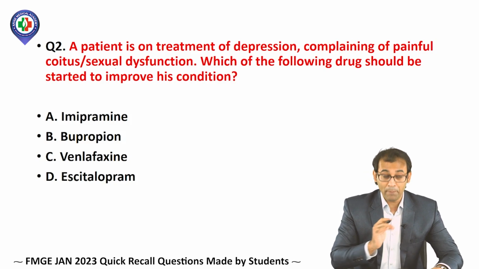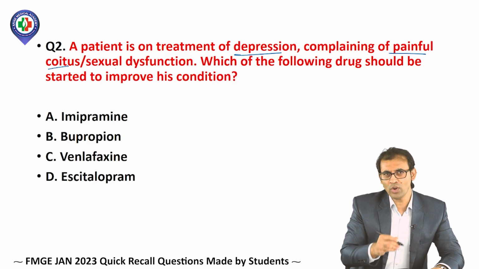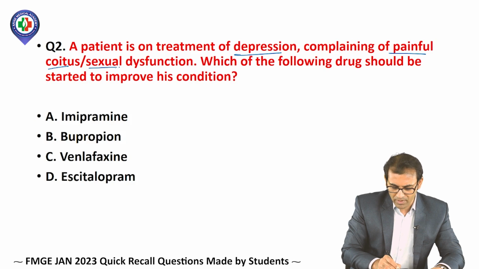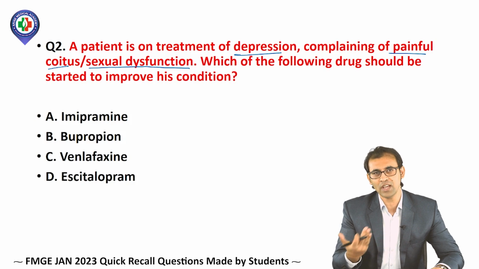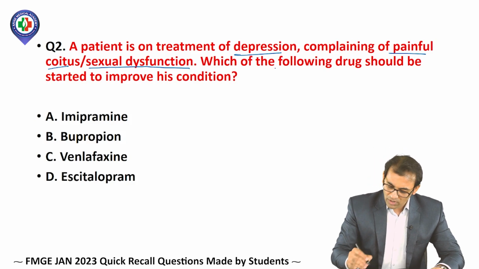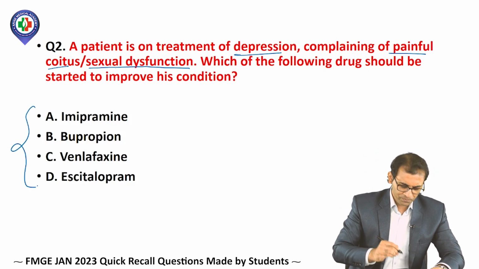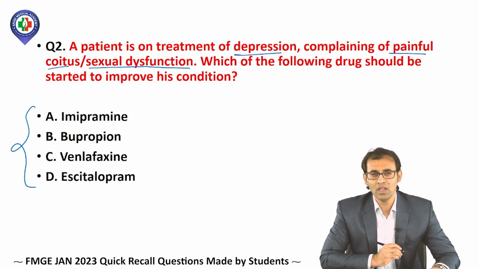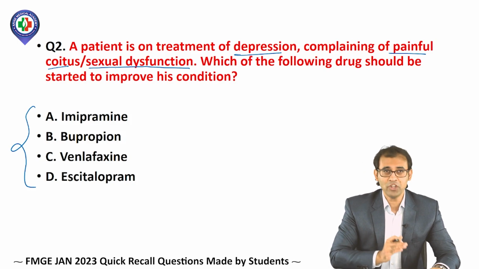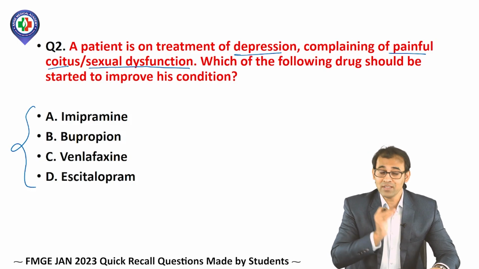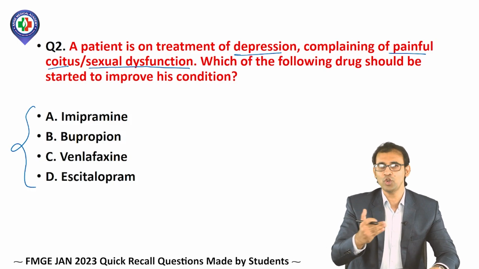Okay, question number 2. A patient is on treatment of depression, complaining of painful coitus, or some students have told me that sexual dysfunction was written. All these questions which I am discussing are based on the students' recall. Which of the following drugs should be started to improve his condition? Basically in this question, the examiner is asking you, out of these 4 antidepressants, which one will have the least sexual dysfunction as a side effect? Or in a patient on antidepressants suffering from sexual dysfunction, which drug will be safe for him? Which new drug should be started for him?